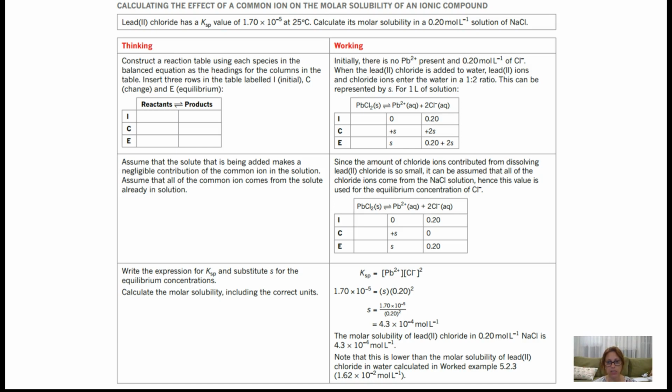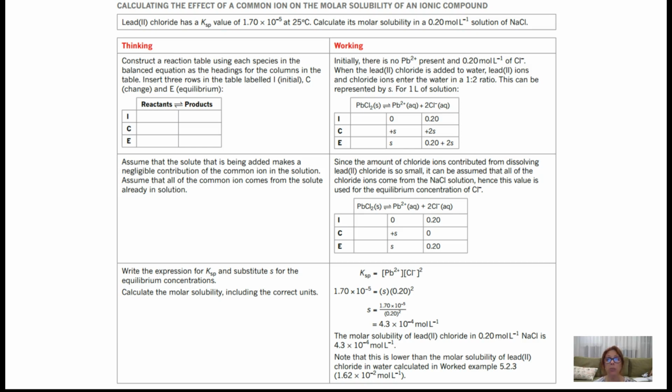Initially in that solution, I have got chloride ions, but I've got no lead ions there. Again, you need to look at your equation. I've got 1 lead to 2 chlorides. So what's happening is I am adding some lead to the solution, but I'm going to be adding 2 lots of the chloride due to that mole ratio. So at equilibrium, I'm going to have S, whatever that increase was, and I had 0.2 of chlorides to start with, and now I'm adding the equivalent of 2S into that.